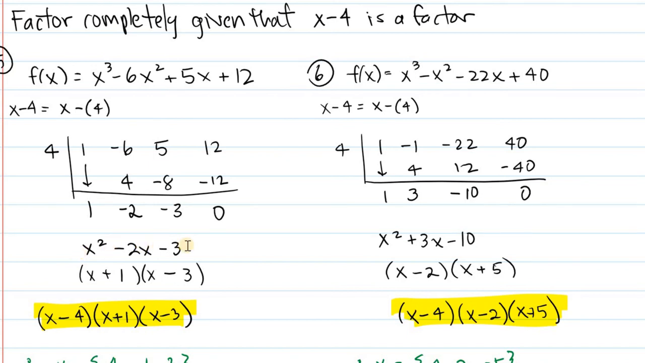We perform the synthetic division to get the new coefficients, which turn our trinomial into x squared plus 2x minus 3. And we can continue to factor that using guess and check. And so our final factored form is this.